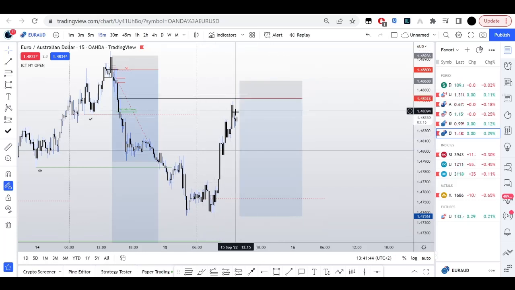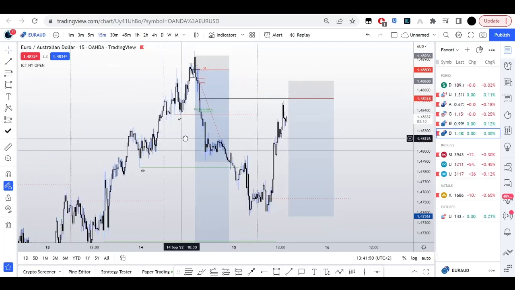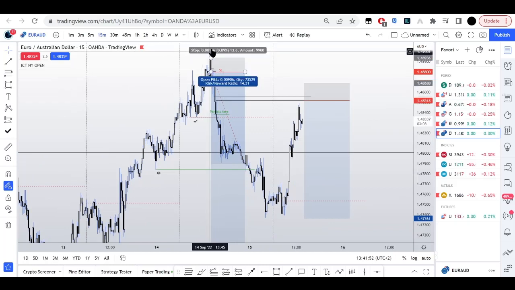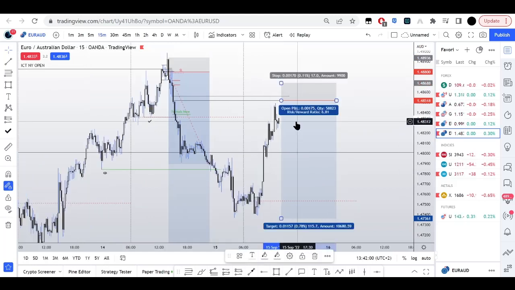I may wait for confirmation inside of here, but I'm thinking of taking it, expecting Wednesday's high to be intact and for it to not close above this fair value gap. Right, so that's what I'm looking for right there.